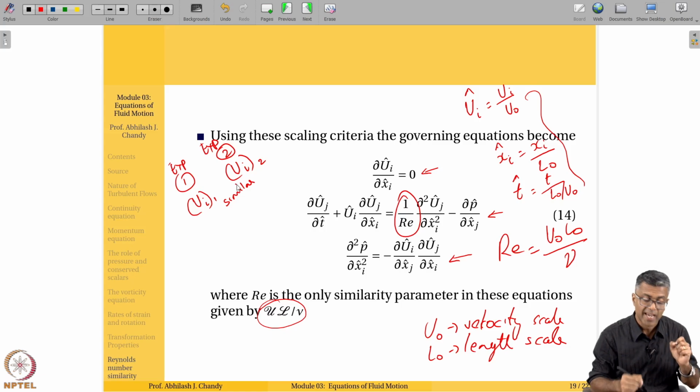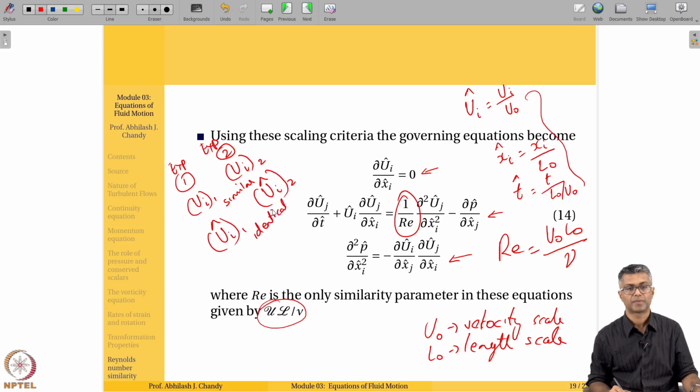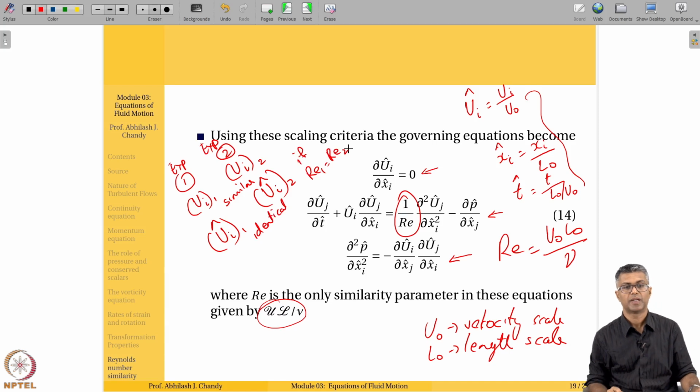On the other hand, if I scale it, I have u_i hat at 1 and u_i hat at 2. These will be identical if the Reynolds number is the same, if Re1 is equal to Re2. That is the Reynolds number similarity.